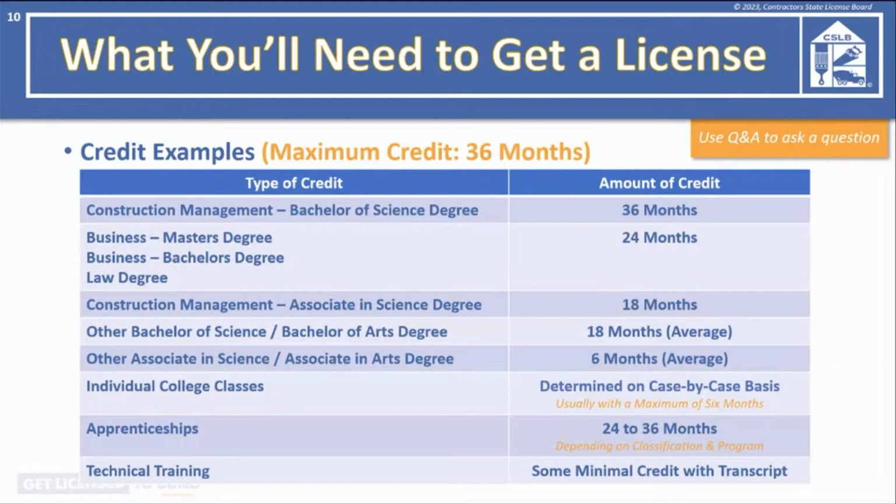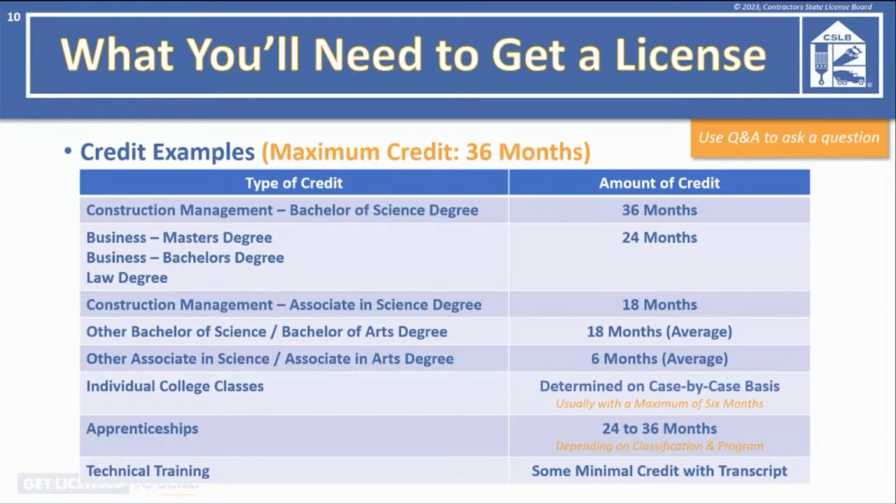Apprenticeship completion certificates will get you 24 to 36 months, depending on the classification of the program. For example, a sheet metal worker's apprenticeship gets you 24 months credit for a C20 HVAC and a C43 sheet metal classifications only. A lineman apprenticeship gets you 36 months in a C7 low voltage and C10 electrical classifications only.